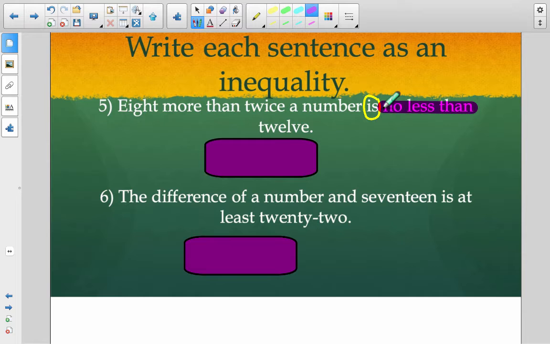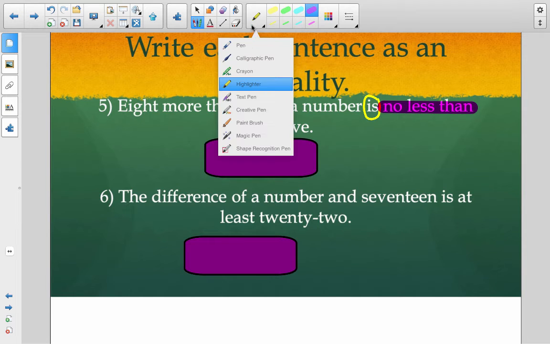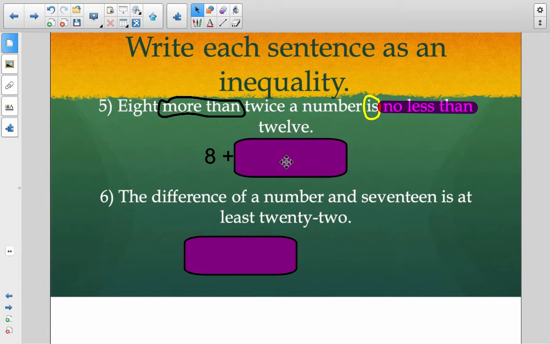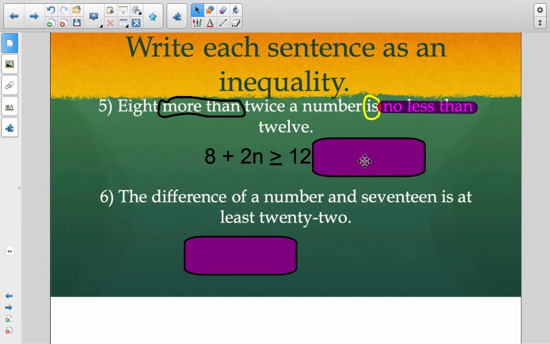That's my symbol, which means the phrase more than is going to be an operation, addition, subtraction, multiplication, or division. In this case, it would be addition. So this will become 8 plus twice a number, 2n, is no less than. No less than goes with greater than or equal to, and 12 goes on the other side.